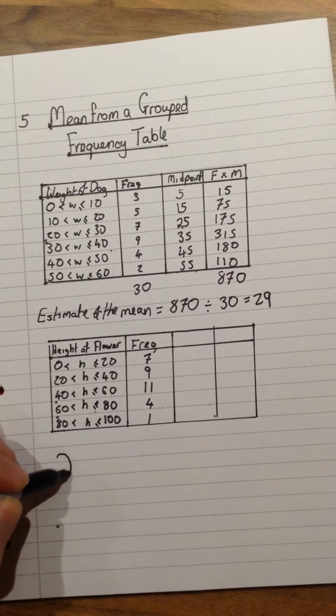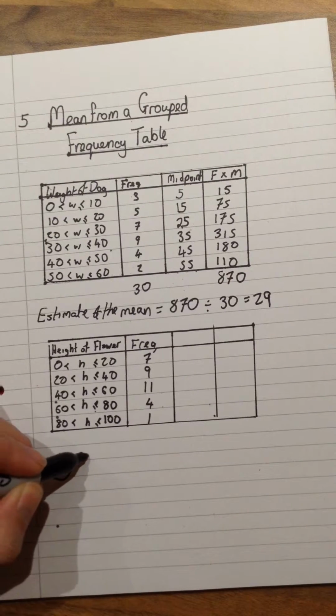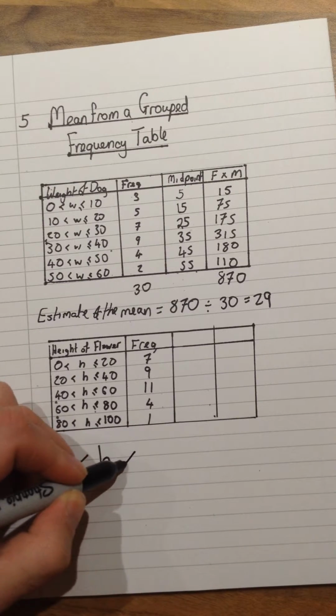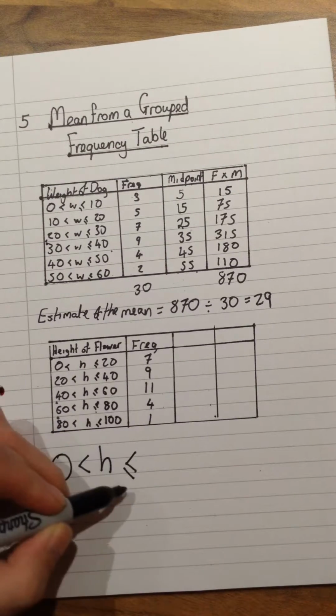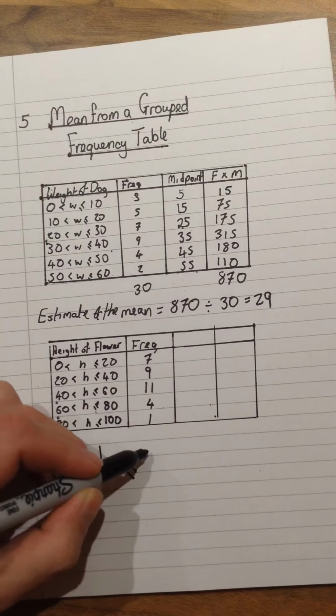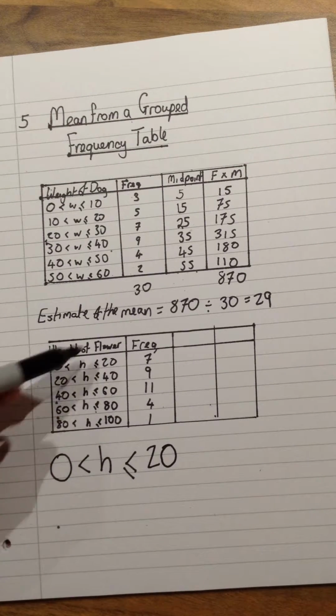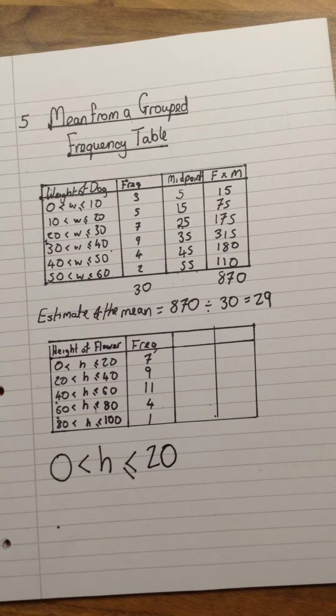So that top group is 0 less than h, less than or equal to, that's what this extra line at the bottom here means, 20. The symbols follow the pattern all the way down. So I'll just give you a couple of moments to copy that table into your book.